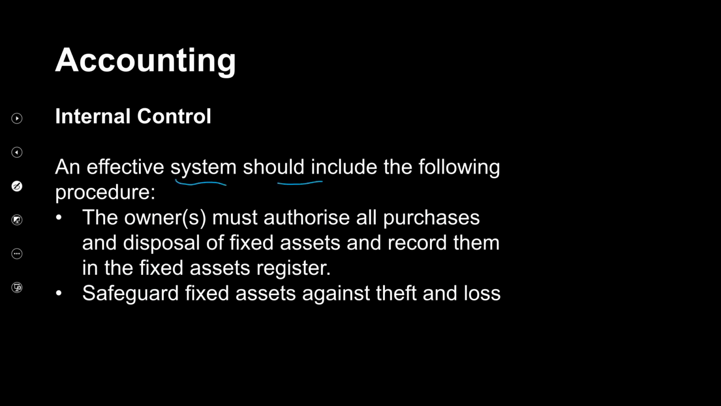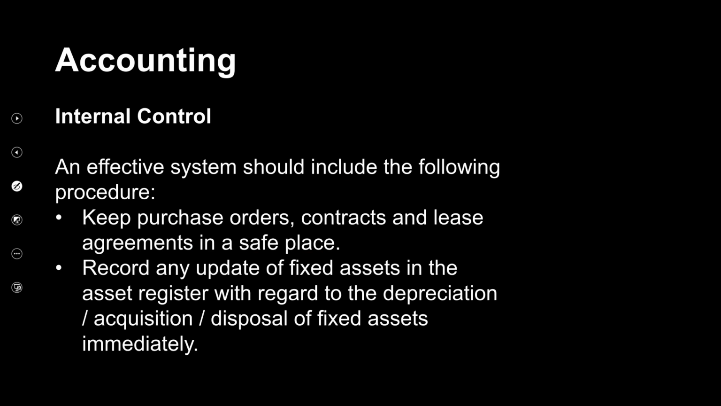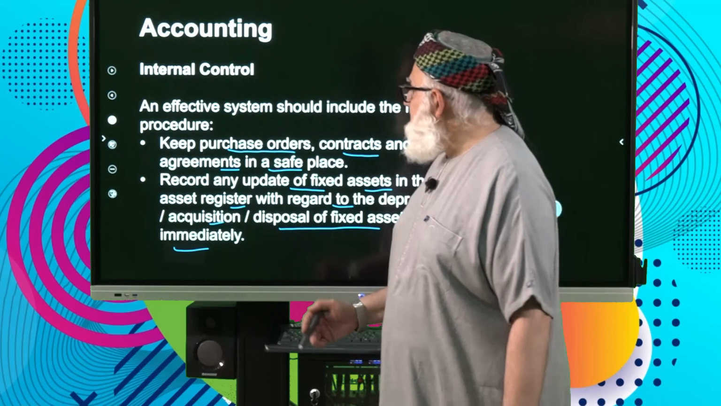An effective system should include the owners must authorize all purchases and disposal of fixed assets and record them in the fixed assets register. Safeguard fixed assets against theft and losses. Very important. An effective system should include the following. Keep purchase orders, contracts, lease agreements in a safe place. Record any update of fixed assets in the assets register with regards to depreciation, acquisition, and disposal of assets that need to be disposed of. So you can clearly see you're updating your records, and all of this is part of internal control.